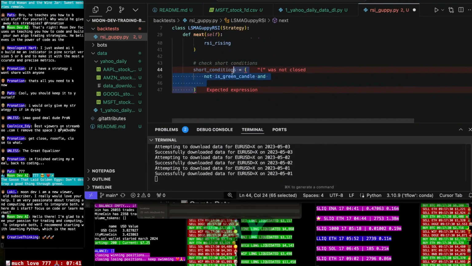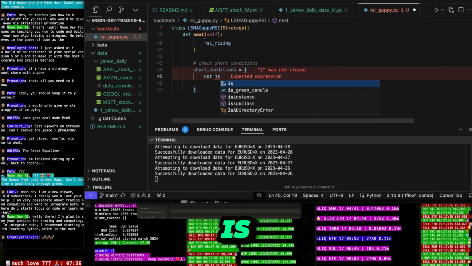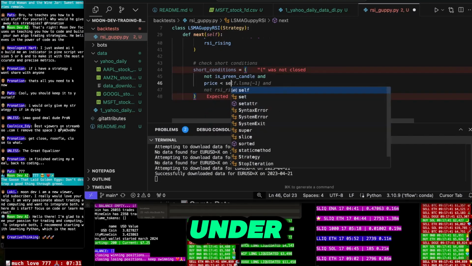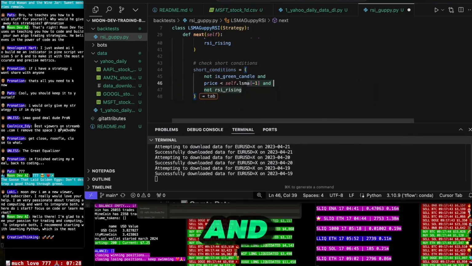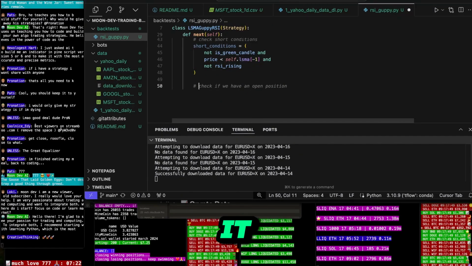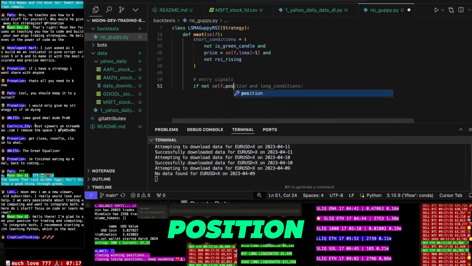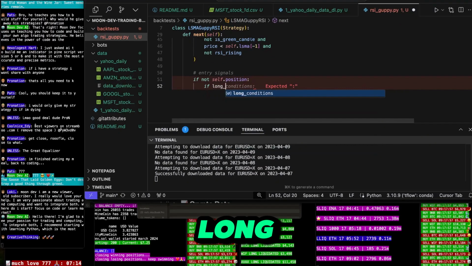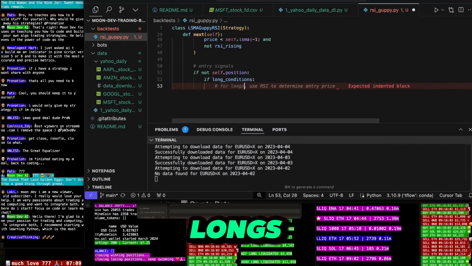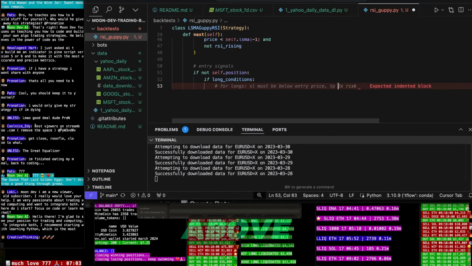Short conditions here. Let's say short conditions here are not is green candle, and price is under self.lsma minus 1 and not rising. Perfect. So now let's go ahead and make the entry signals. So we got to tell it when to enter. Entry signals here. And we'll say if not self.position, if long conditions, and then we'll say for longs, SL must be below entry price. TP above, okay.